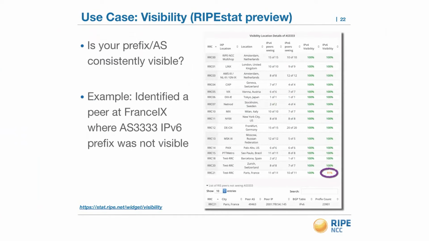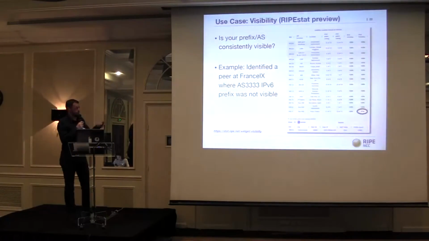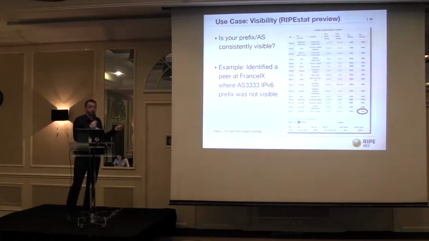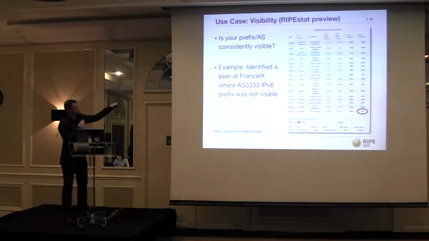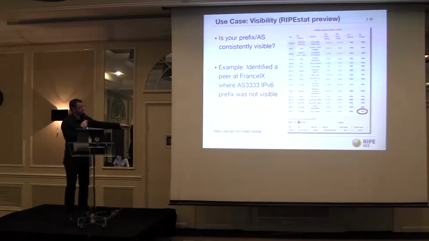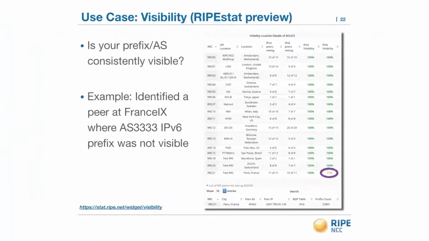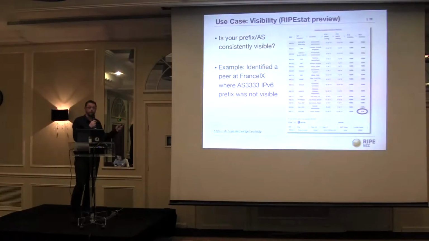Use case here. This is all from a preview of how it looks in RIPEstat, because these three are the new RRCs, which you won't see in the production version, so don't go to stat.ripe.net expecting this. But these are the new three. What you can see, for instance, is your prefix or your AS consistently visible across all of these. There's 91% here, and this is for AS3333, which is the RIPE NCC itself. Apparently we have one peer at FranceIX, which you can see here, that doesn't see us in V6. That's something we reported to our ops people, who are in the process of fixing this. There's the URL for this widget.